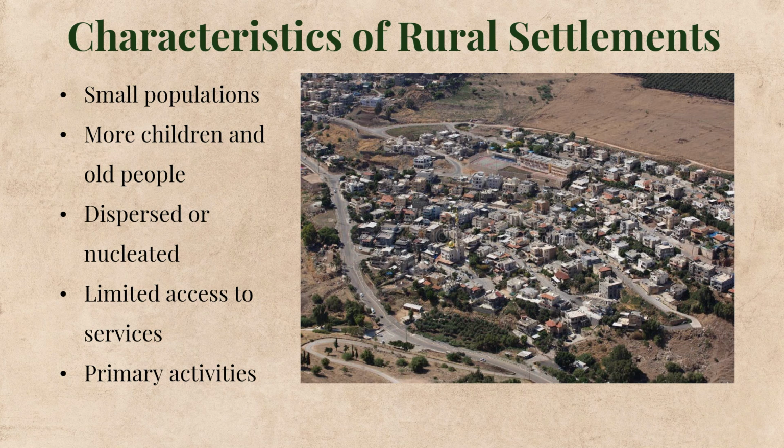Rural settlements also have limited services, things like schools, hospitals, shopping malls, police stations. They have to travel far distances to receive these services. These settlements engage in primary activities, unlike urban areas which engage in secondary and tertiary activities.